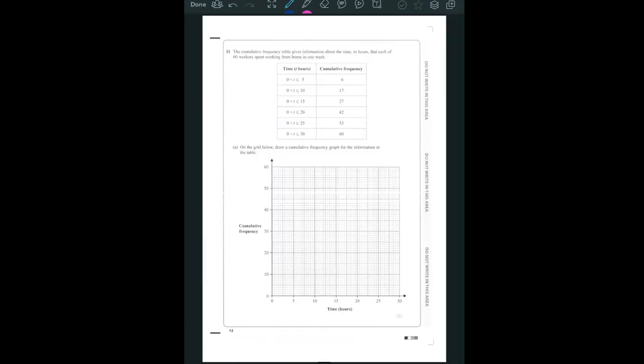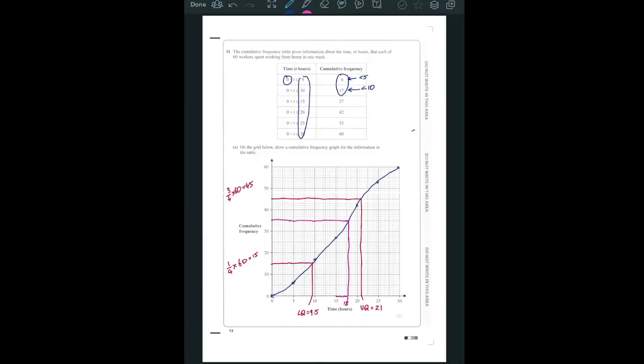That's basically doing the cumulative frequency method, but backwards. We have the cumulative frequency and we wanted to go back to our original frequency. So instead of adding the next one on, we take it away.